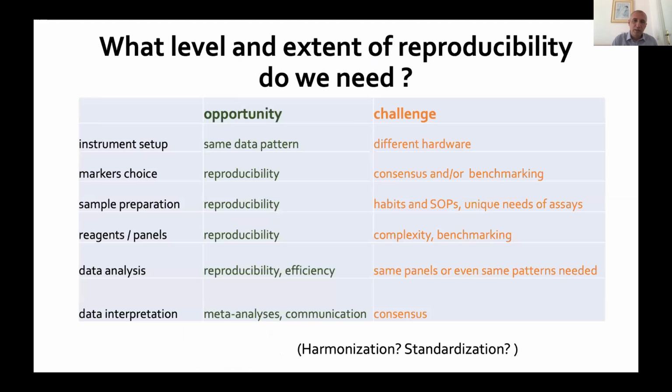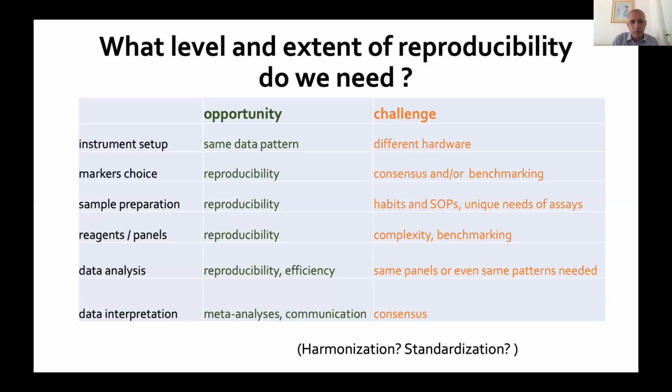So at what level and to what extent of reproducibility do we need different cornerstones of the whole cytometry assay? If we aim for instrument setup as a standardized part of the procedure, our opportunity is to gain a perfectly same data pattern. The challenge we will realize is when we need to upgrade to a new cytometer, or somebody from the same consortium buys a different cytometer from a different vendor. So we have to somehow handle the differences in the hardware.